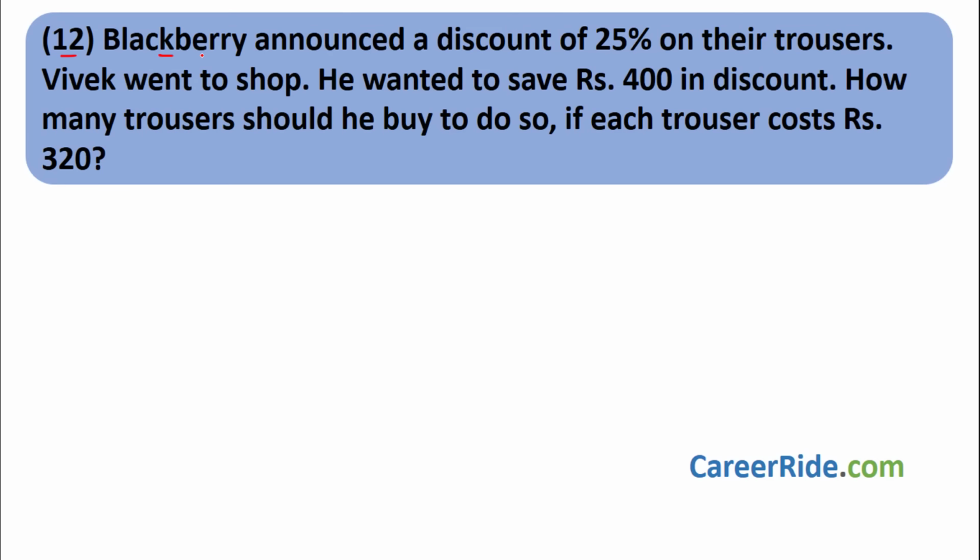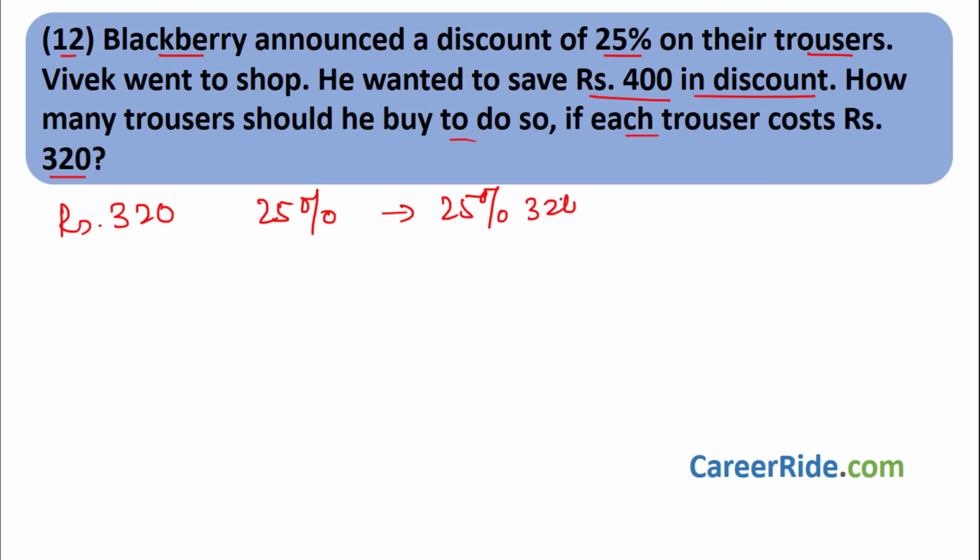Question number 12. Blackberry announced a discount of 25% on their trousers. Vivek went to the shop. He wanted to save rupees 400 in discount. How many trousers should he buy to do so? Each trouser costs rupees 320. The cost of each trouser is 320. Discount on each trouser is 25%. So how much is the discount in rupees?